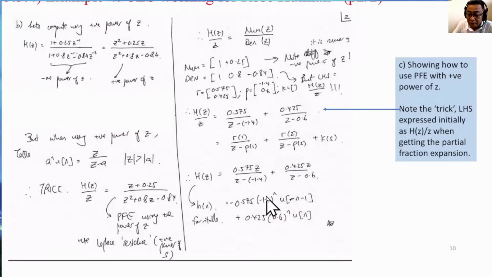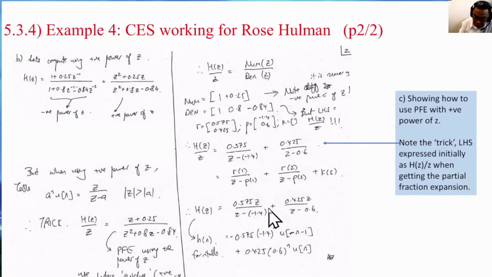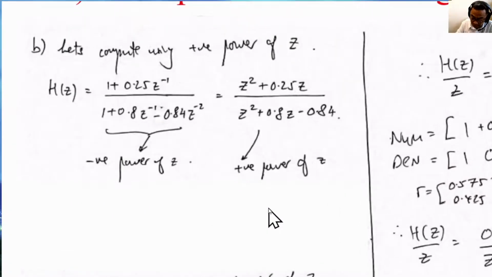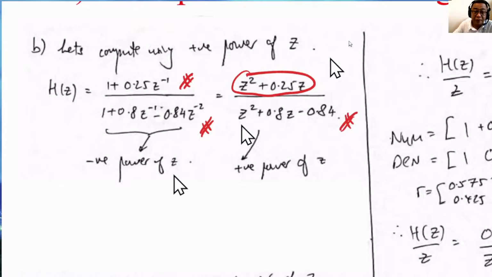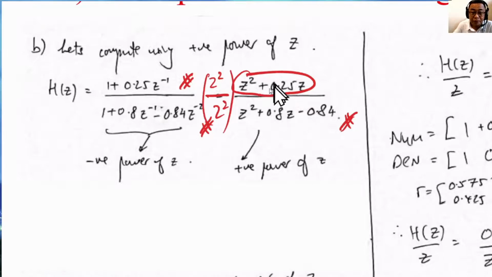Now, in the next slide, I show you how to do the same problem in positive powers of z. I've shown it to you in negative powers of z, so let me show you in positive powers of z. How do we go from negative powers of z to positive powers of z? We multiply the top by z squared and the bottom by z squared. So this is multiplying by 1. The numerator becomes z squared plus 0.25z. The denominator becomes this expression.